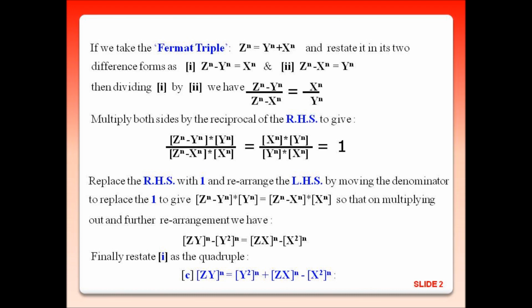Fully restate 1 as the quadruple equation C: zy to the n is equal to y squared to the n plus zx to the n minus x squared to the n.